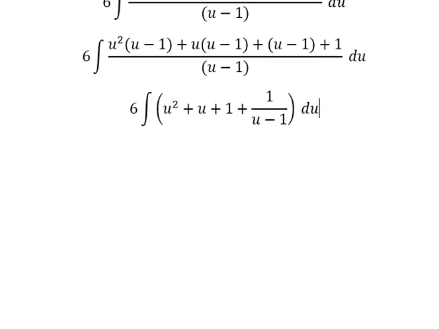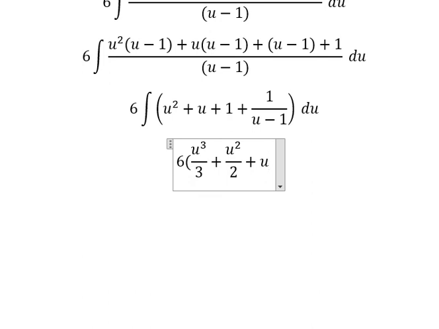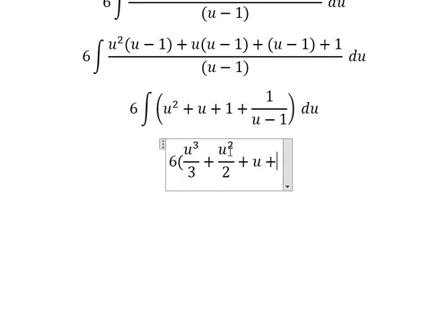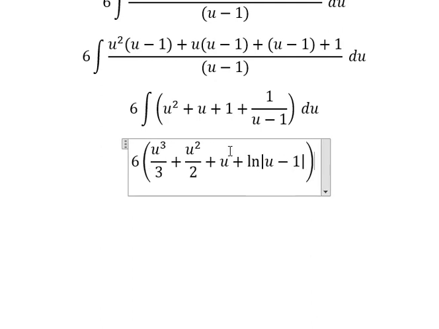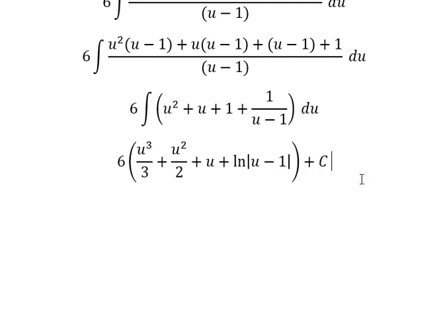And now we have the final answer. The integration of u square, we have u to the power of 3 over 3. The next one we have u square over 2. The next one, that is u. The next one we have ln of the absolute value of u minus 1. And I will put c.